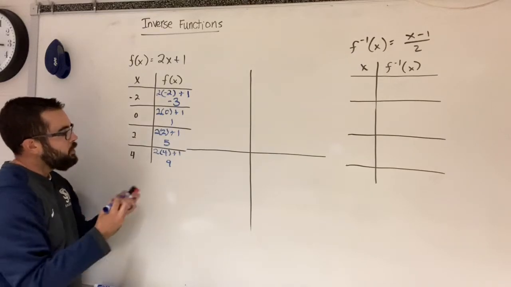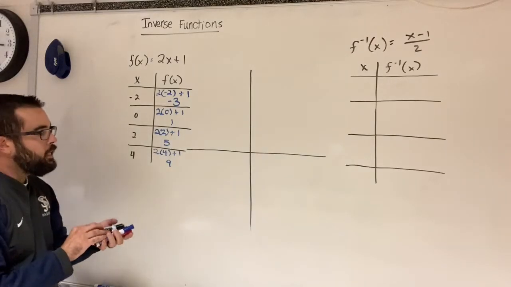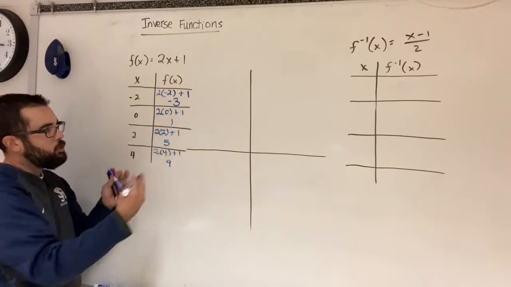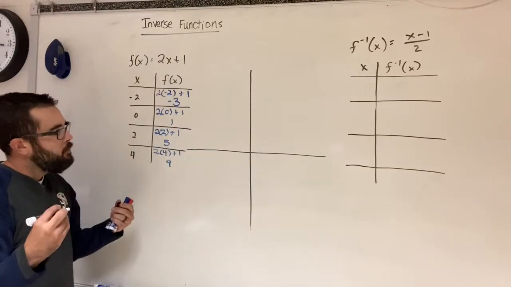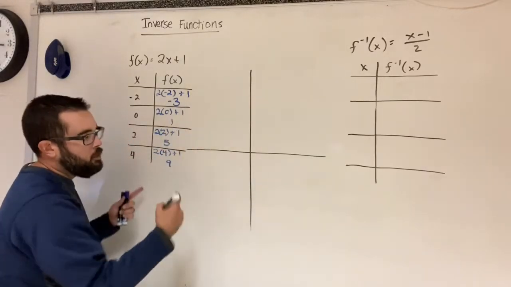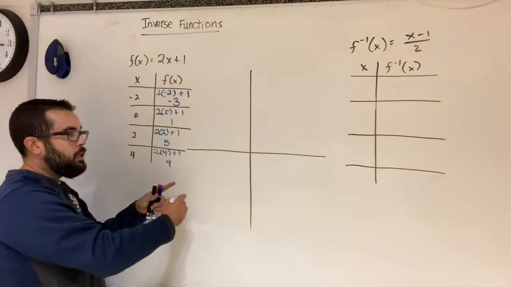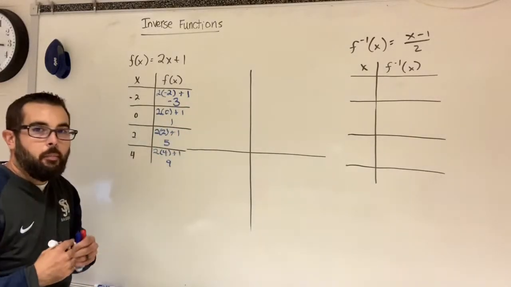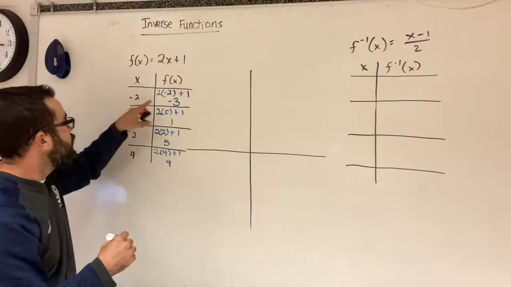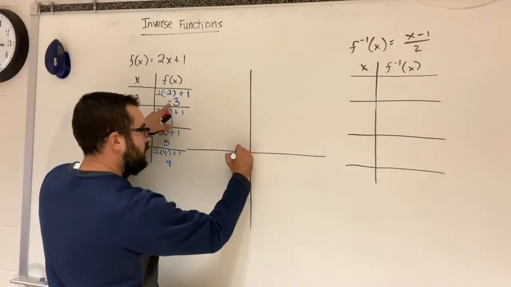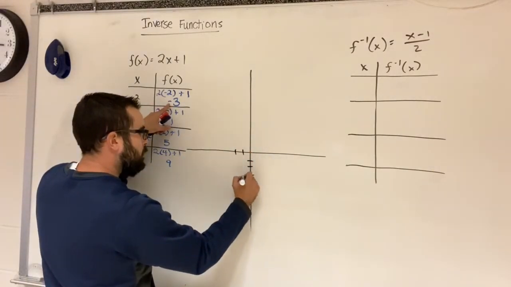All right, so I'm going to graph that, and I'm going to do the best I can to make this proportional, but it might look a little bit off. The dots might not exactly line up. You just have to bear with me. So -2, -3 is the first point.